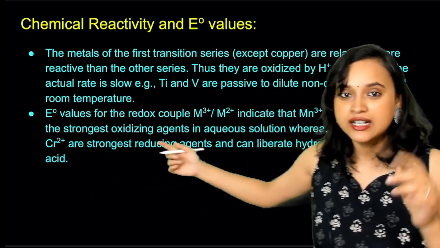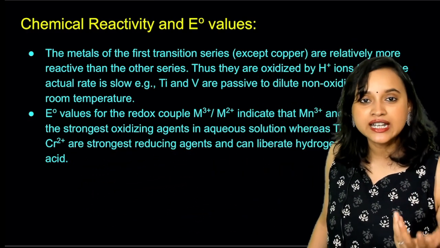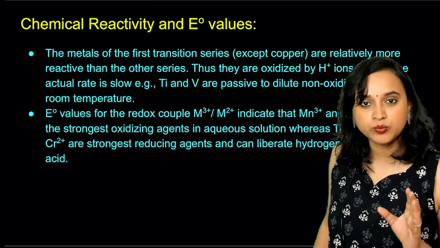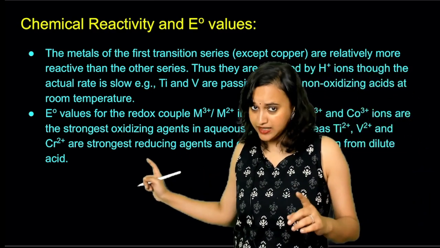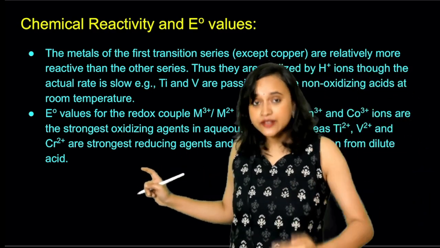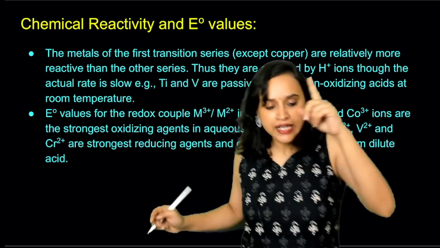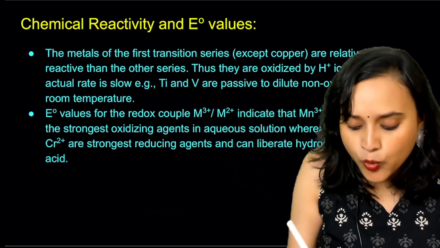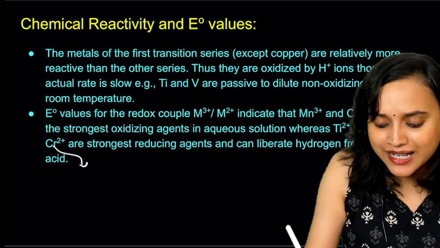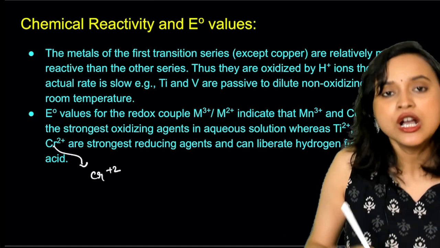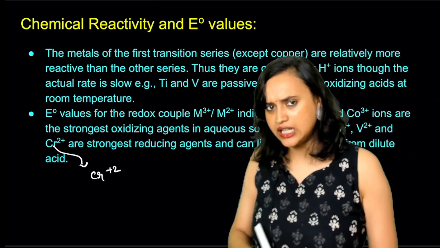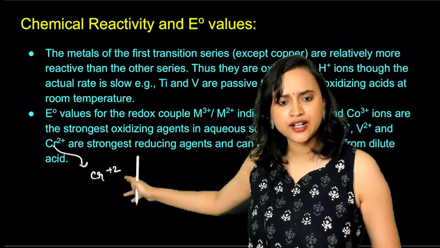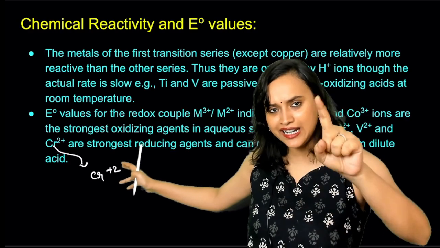Because chromium does not like to be in the Cr2+ state. It is a strong reducing agent. That means what will it do? It will lose another electron. Now, the question that may come is, ma'am, why is chromium in plus 2 a strong reducing agent? If it has lost 2 electrons, then that means that it is 3d4.